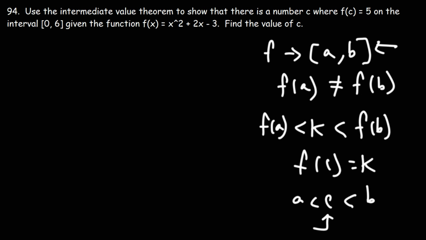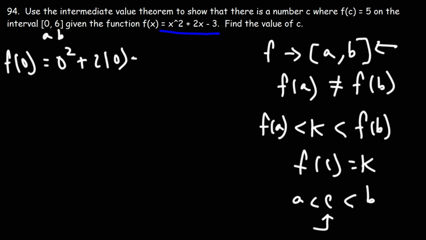So first, we need to see if the intermediate value theorem is going to apply. We need to find f of a and f of b. So let's find f of a. In this problem, a is 0, b is 6. So f of a is going to be f of 0. Plugging in 0 into the function, we're going to have 0 squared plus 2 times 0 minus 3, and all of that will equal -3.